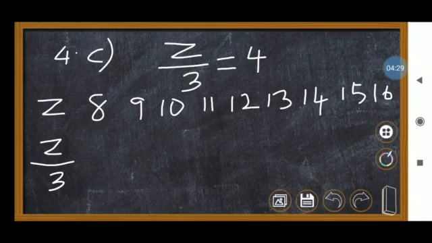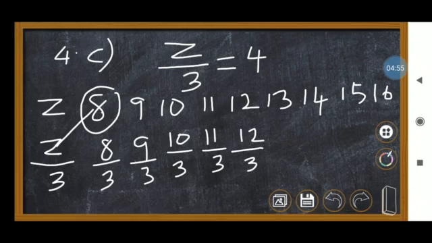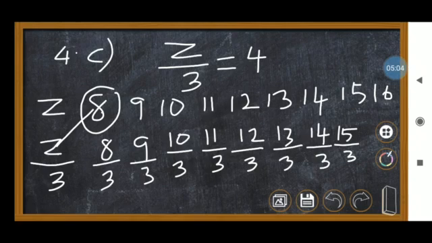First one, if you put the value 8, what will happen? Instead of z, first you have to replace 8. 8 by 3. Am I right? Next, 9 by 3. 10 by 3. 11 by 3. 12 by 3. 13 by 3. 14 by 3. 15 by 3. And the last one, 16 divided by 3.